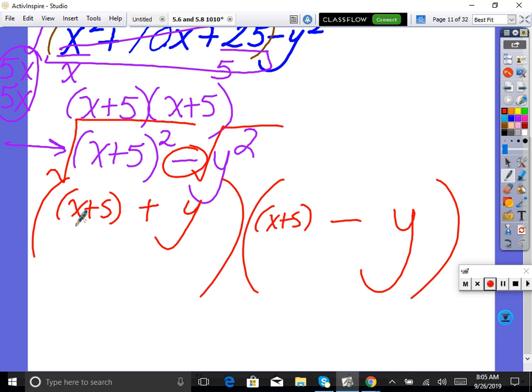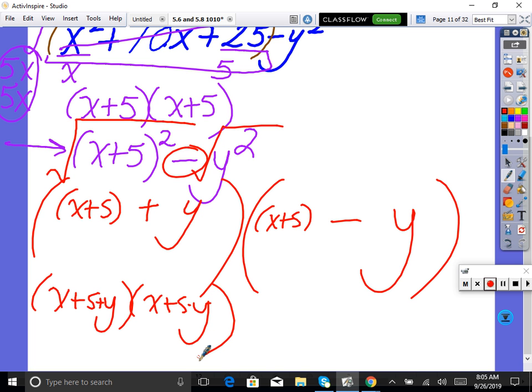Now, the parentheses aren't necessary at this point, so you could write x plus 5 plus y and x plus 5 minus y. All good? Or you could leave the parentheses. Does that kind of make sense? We're going to practice it again so that it's not all brand new to you. Okay, let's do another one.